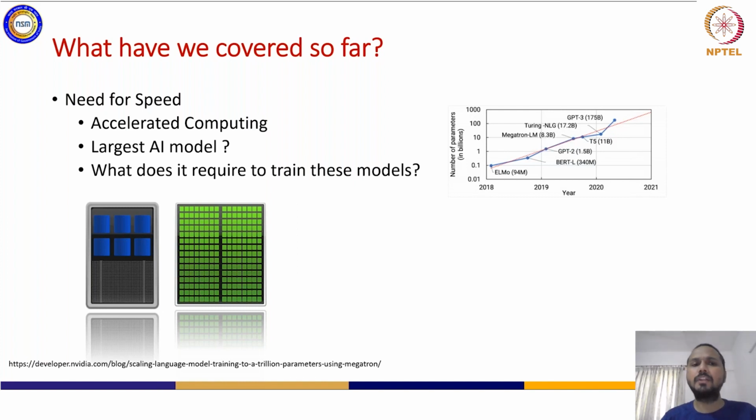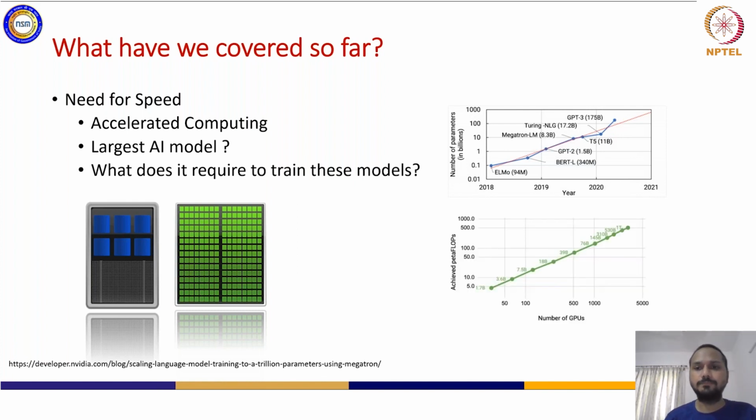It requires a large amount of computation. Even a single GPU cannot solve it. Let's take an example from the point of view of the amount of computation required to train these models. What you see again in this particular graph on the x-axis is the number of GPUs.